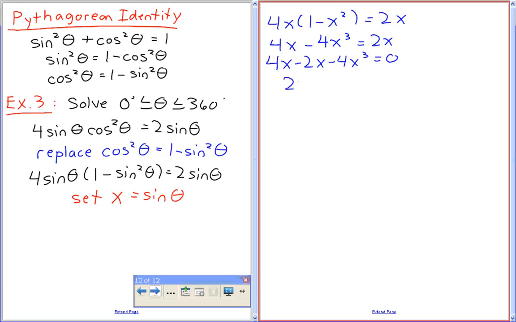Which should turn into 2x minus 4x cubed equals 0. Now this is still looking awful. Nate, I look at this question and it gives me a headache. I don't like that. Joe, what can we do? Yeah, I'm going to factor, just like before.